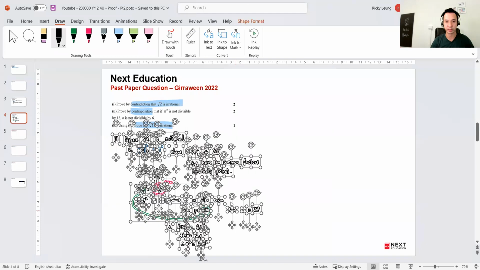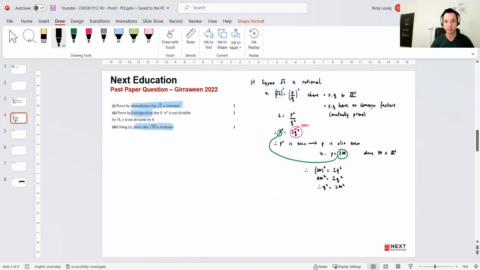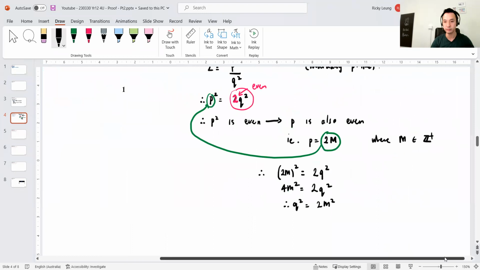Let me just move this up here so it fits nicely. Q squared equals that. Therefore, Q squared is even, and that implies that Q is even as well. Yeah, that makes sense, right? Q is even, Q squared is even, and vice versa. Q squared is even, Q is even. Now, given that, i.e., Q equals 2 times another integer that is positive.